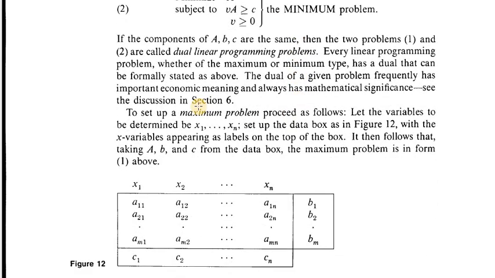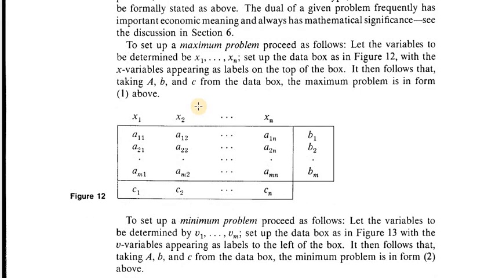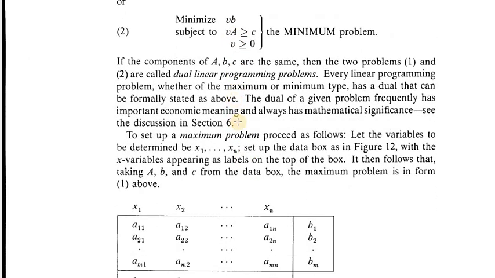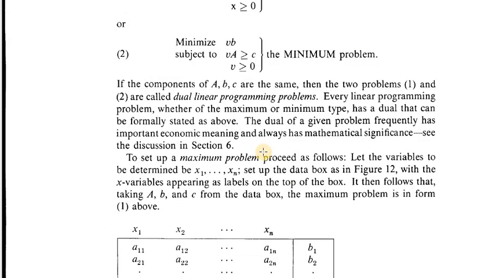So here we go into detail about how to set up the data box for a maximization problem. The variables go across, the constraint limitations go down, and the profit function goes across on the bottom. And then these coefficients are filled in from the information supplied in the problem. This is the matrix A that is specified up here. All right. So that's where A, B, and C go in the data box.